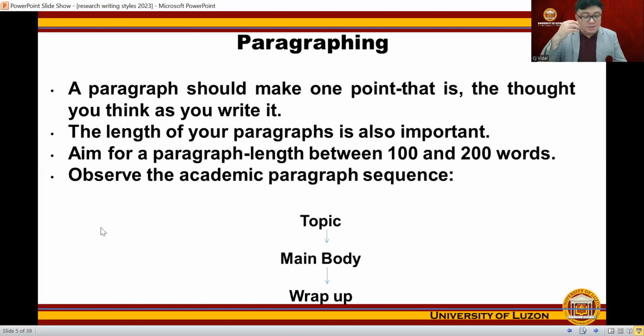The thought that you think as you write it is the way you discuss it in paragraph form. Readers will expect each paragraph to have a particular point to make. Furthermore, they will be expecting each paragraph to be linked in some way with those before and after it. So the length of your paragraphs is also important. Do not overdo your paragraph.